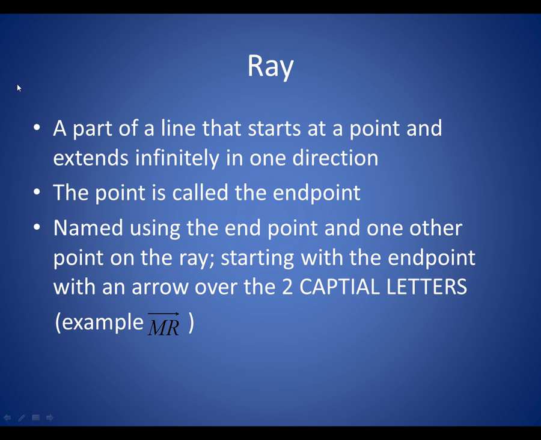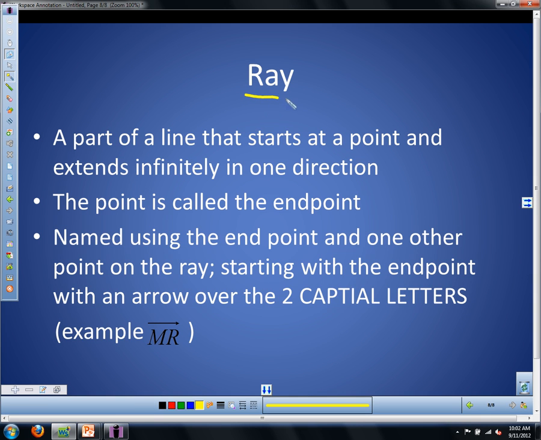Our next term is ray. So that's going to go in your middle box, ray. A ray is a part of a line that starts at one point and goes infinitely in one direction. So we have something like this. An important characteristic, the point where the ray starts is the endpoint. And we name it using the endpoint and one other point on the ray.